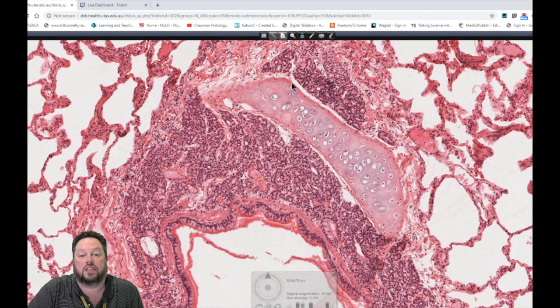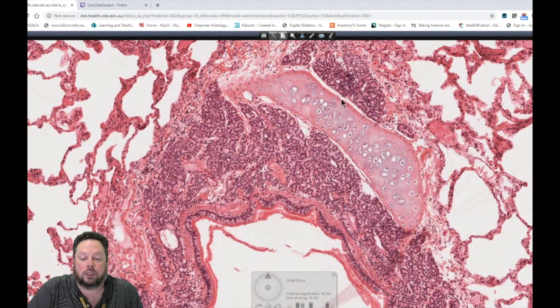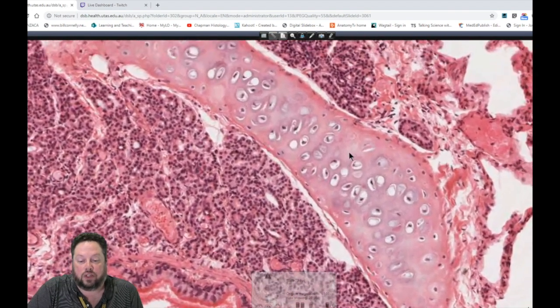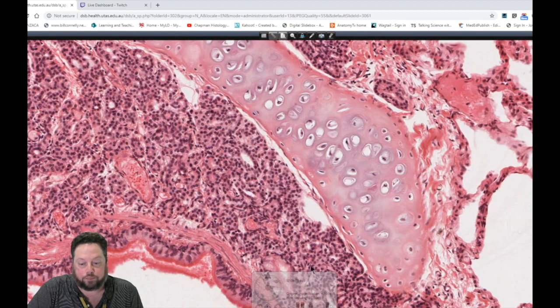So rather than forming the C-shaped rings, which we saw in the trachea, within the bronchus of the lungs, we can see alveoli out here, so we're obviously within the substance of the lung itself. The hyaline cartilage is restricted to these hyaline cartilage plates. And again, we've got our chondrocytes within their lacunae amongst the matrix. And we've got our perichondrium on the outside there.